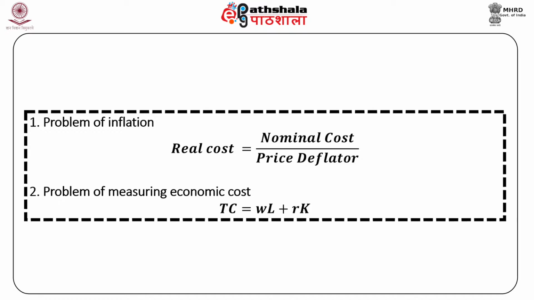If there are two inputs, labor and capital, the total cost will be TC equals WL plus RK. Theoretically, the wage rate and interest rate should reflect the opportunity cost of labor and capital. However, in reality, the reported cost based on the actual payments tends to be different from the opportunity cost. This factor has to be taken into account and appropriate adjustments made while applying these concepts in real business situations.